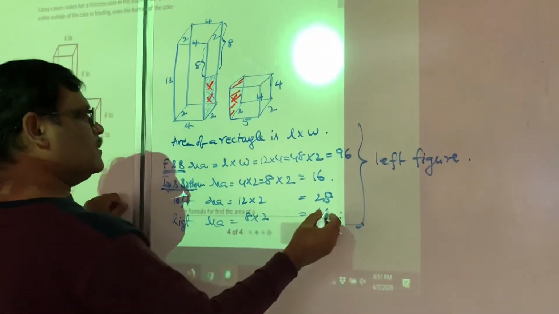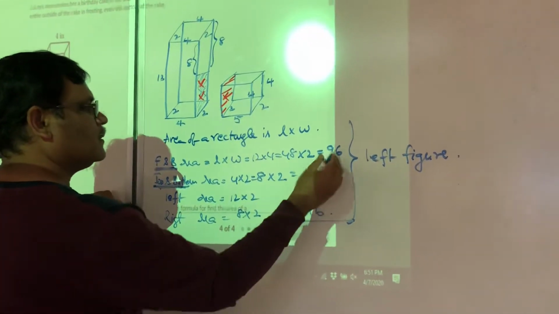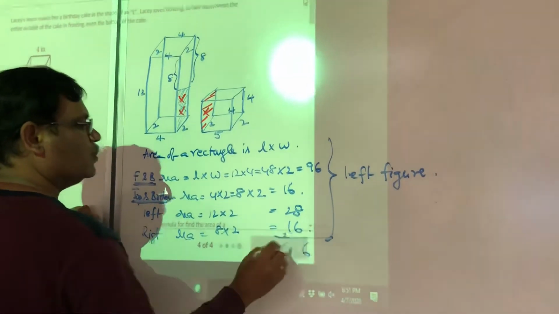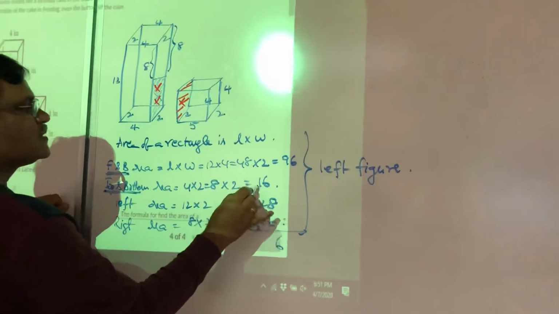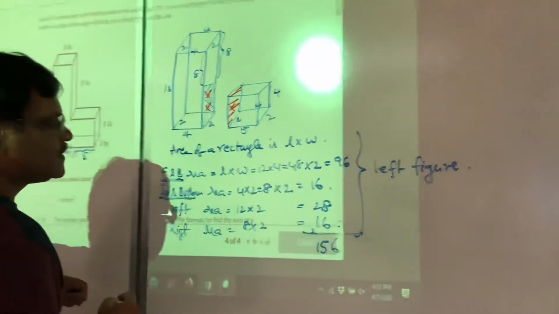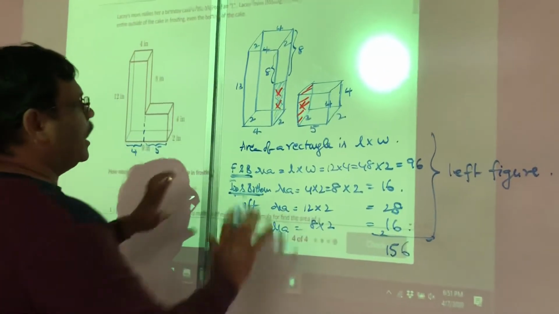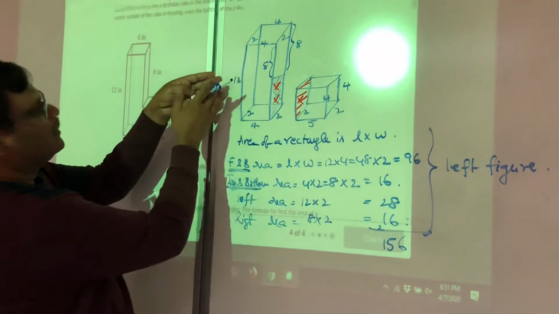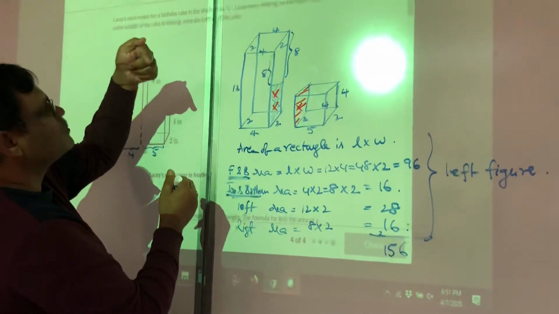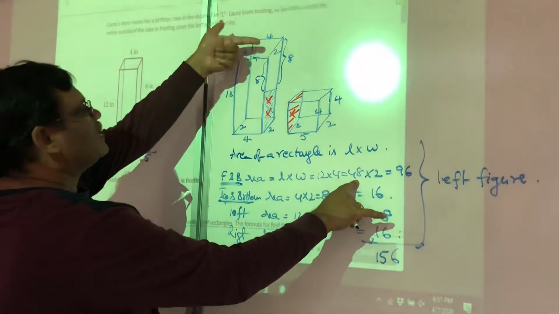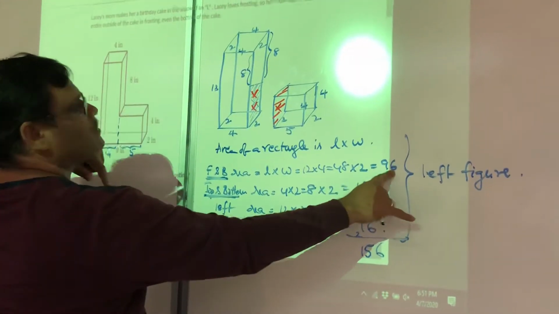So 6 plus 8, 14, and so on. So I'm getting 156 here, right? I hope I'm done with this part of the figure. Now I want to move on to this part. So let me check once again. The front area is going to be 12 times 4, 48. And the back is also the same thing, so times 2, which is 96.